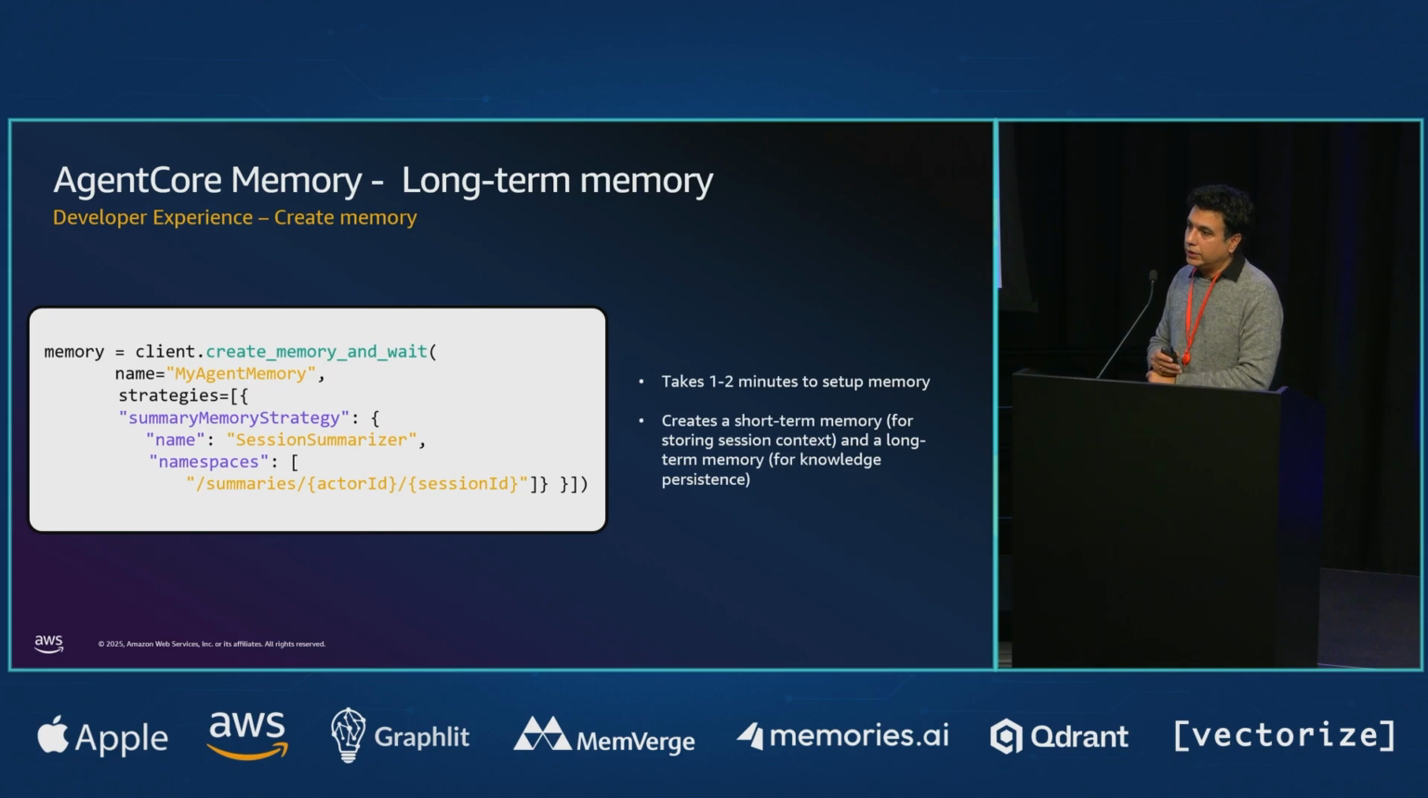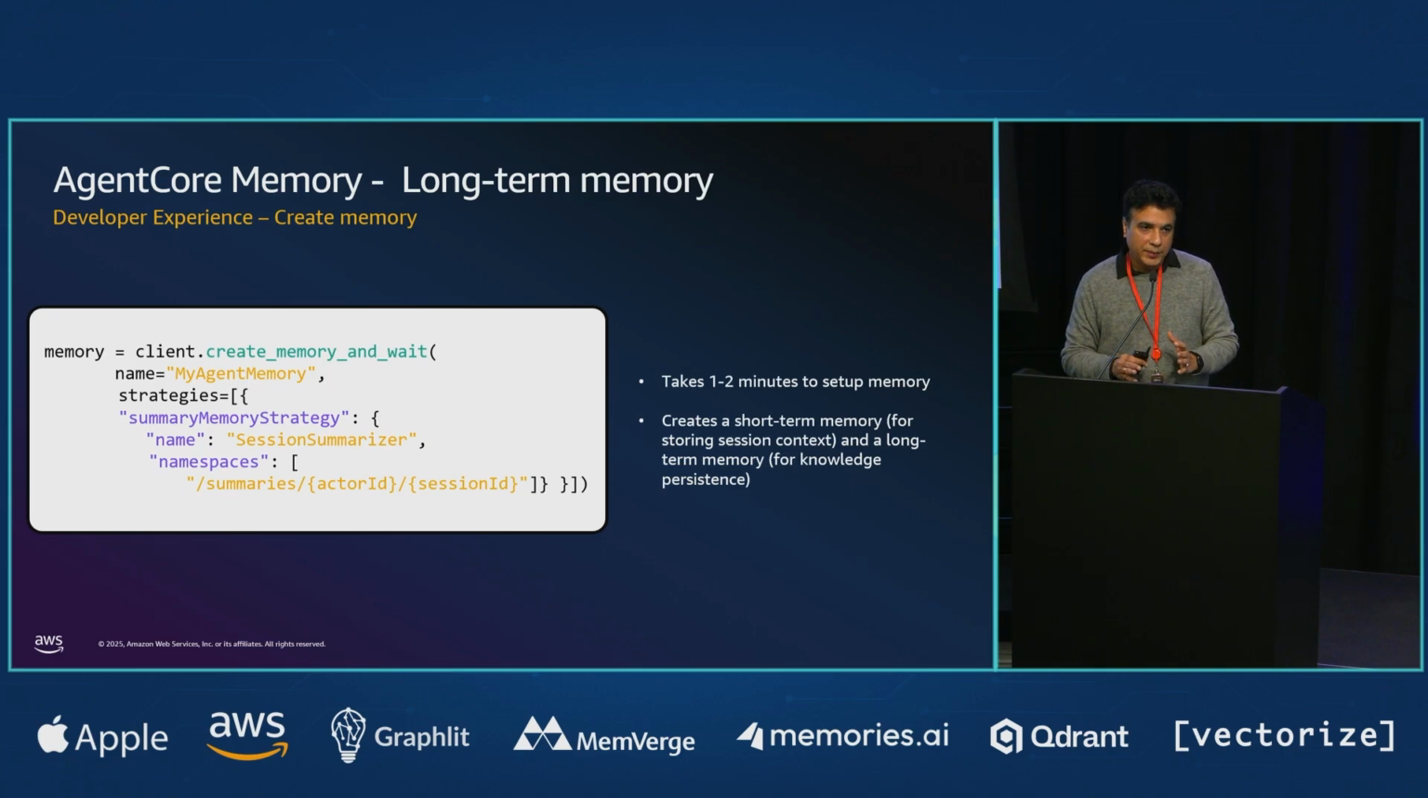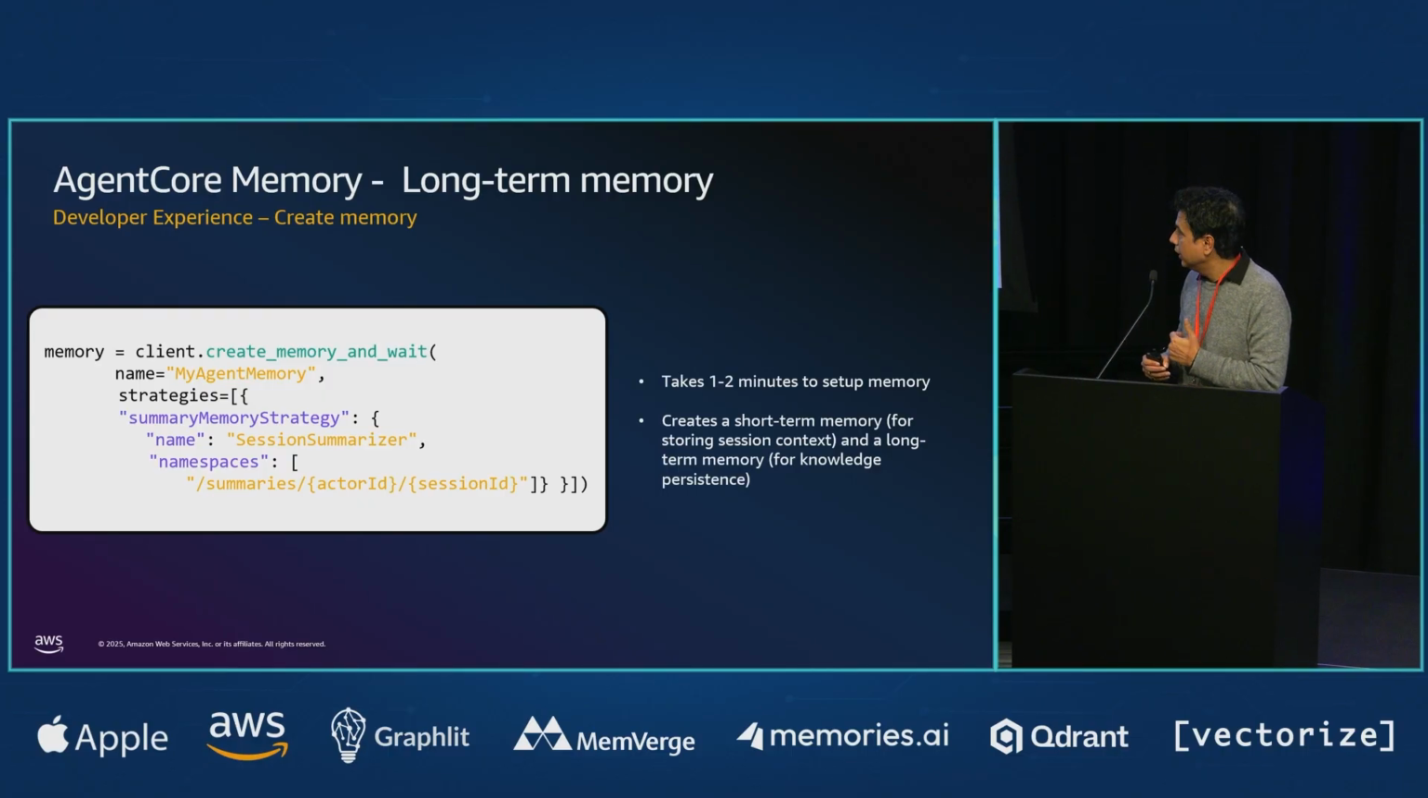Okay, so how do we create the long-term memory? The same API that you use to create the short-term memory, you can also use to create the long-term memory. In this case, the only difference is that you provide the strategies, and here we are providing the session summary. So it's basically the summary strategy that we are asking it to create the long-term memory with. We are also providing the namespace, and that's how it creates the long-term memory.